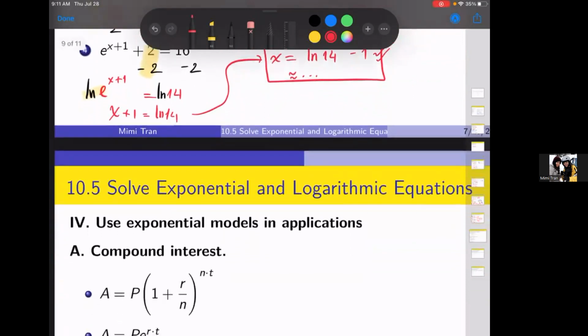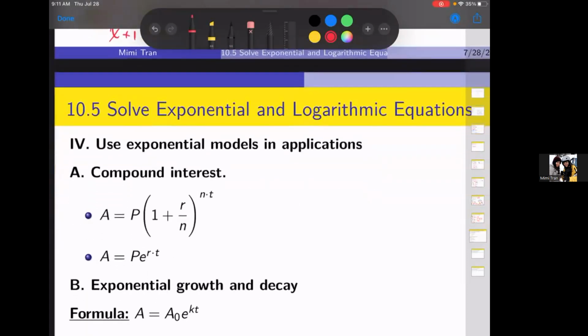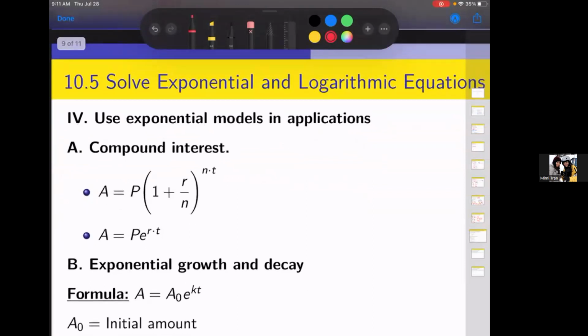Okay. All right. Now we're gonna use some applications for log and exponential models. Do you guys remember compound interest? I taught you this, right? So the first formula, we use it when what? When it compounds how many times? N times, right? It depends. If they say annually, you say 1 time, semi-annual 2 times, monthly 12 times, etc.